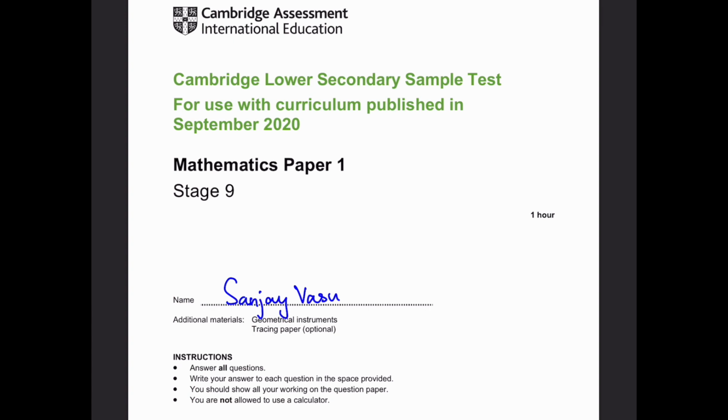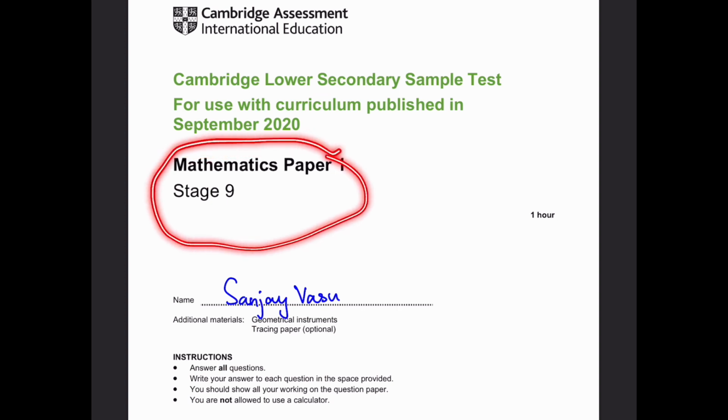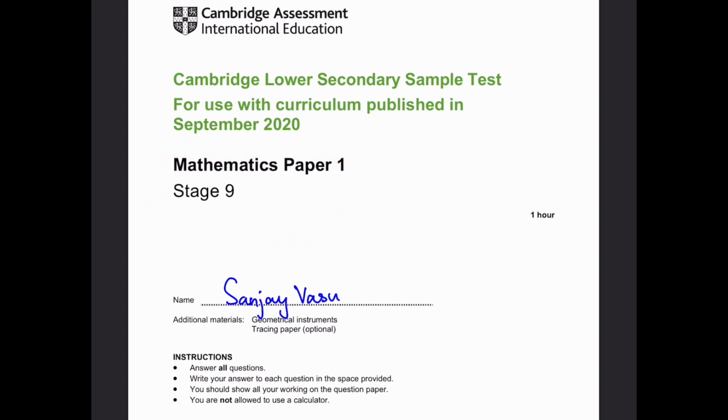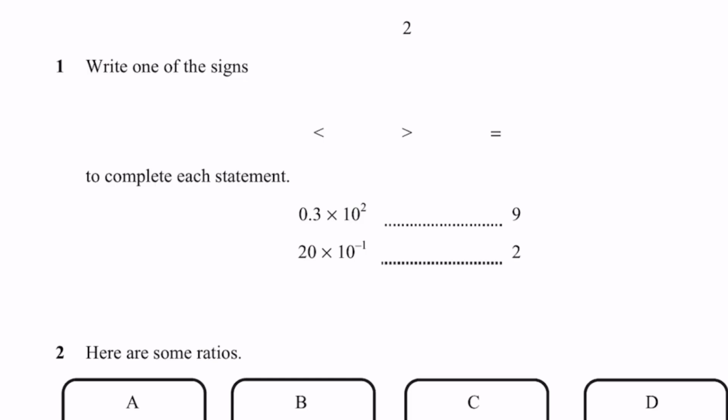This time I'm doing it on the Cambridge Lower Secondary Sample Test for September 2020, Mathematics Paper 1, Stage 9. Not allowed to use a calculator, let's start. Question 1, write one of the signs to complete each statement.